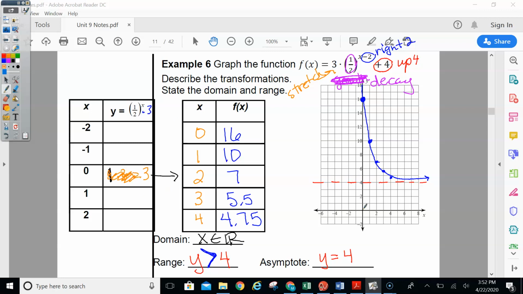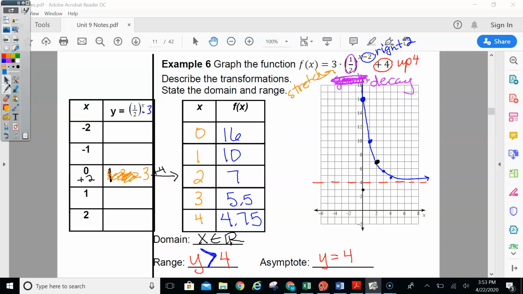So if we go to 0, 3, that's this point right here. But then we know we have to move it right 2 and up 4. So right 2, up 1, 2, 3, 4 takes us to this point, which is 2, 7. Right 2 means we add 2 here. Up 4 means we add 4 here, which gives us 2, 7. So that's how we would do it without using the calculator. But again, for now, we can just use the calculator to get those points.